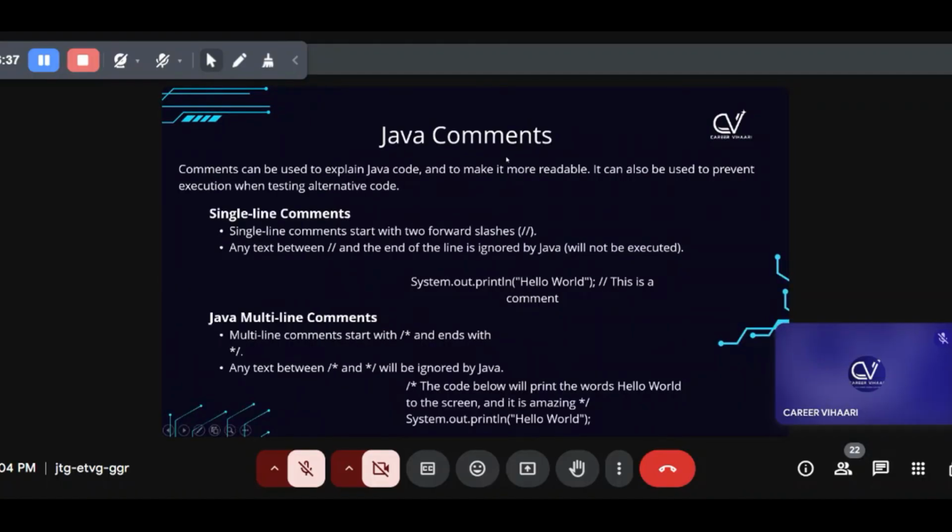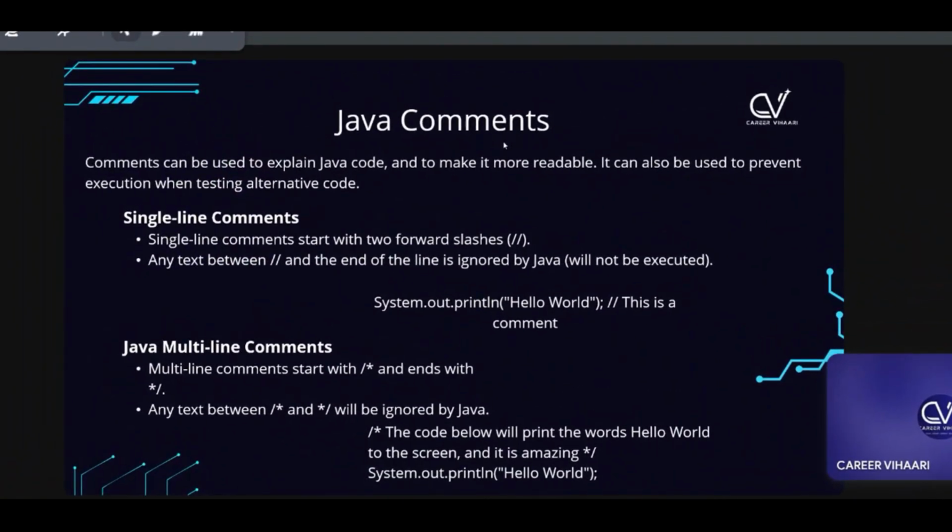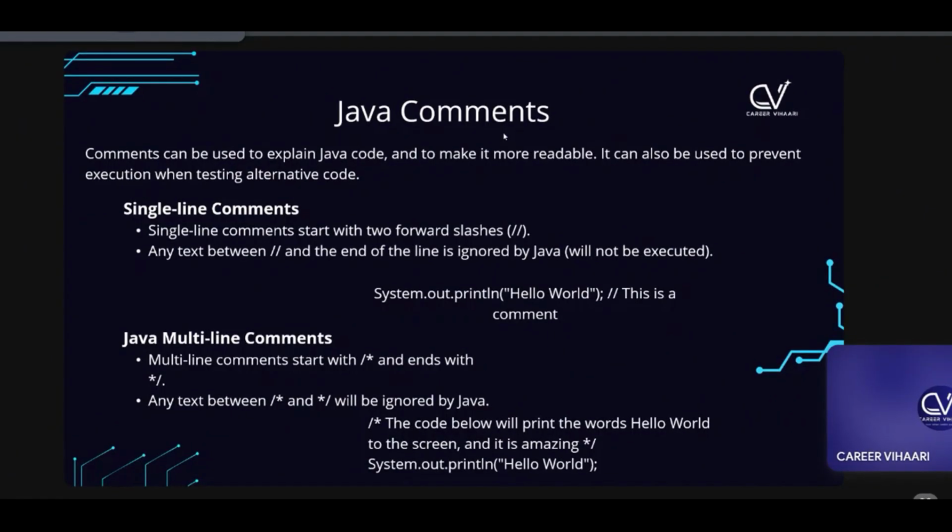Next, coming to Java comments. What are Java comments? Comments can be used to explain Java code and to make it more readable. They can also be used to prevent execution when testing alternative code. Comments give more clarity to the code, and we also use them for documentation purposes, because we'll have a large amount of code. As the amount of code increases, we get confused, right? So to make things clearer, we use comments. And if we want to explain that code, we write that inside the comments itself.